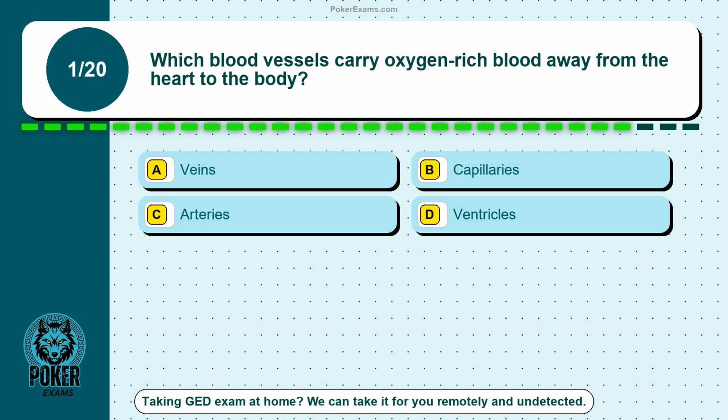Question 1. Which blood vessels carry oxygen-rich blood away from the heart to the body? Option A, veins. Option B, capillaries. Option C, arteries. Option D, ventricles.